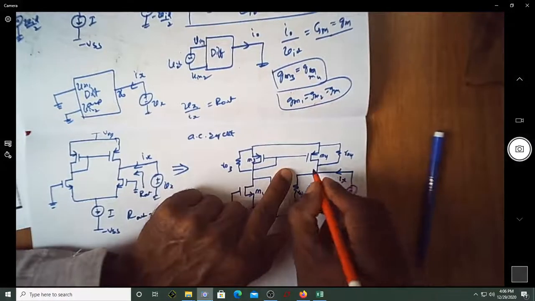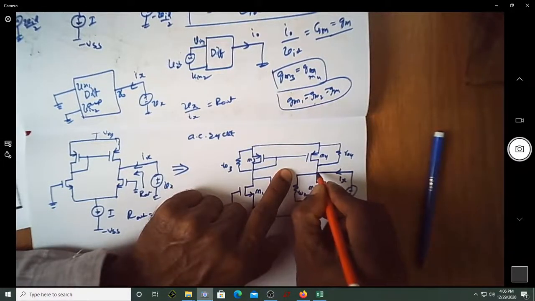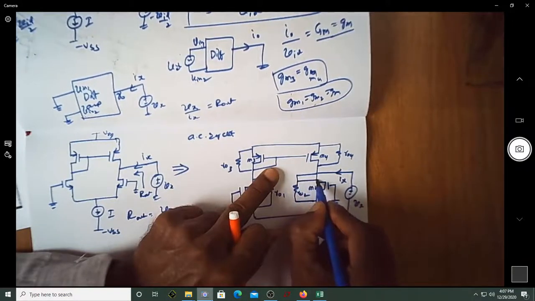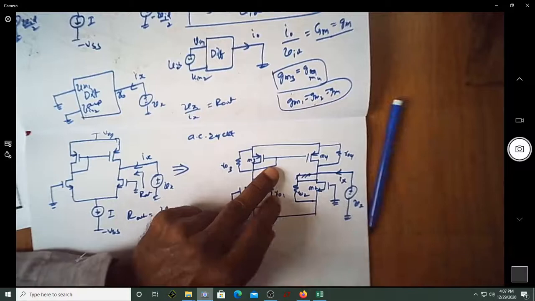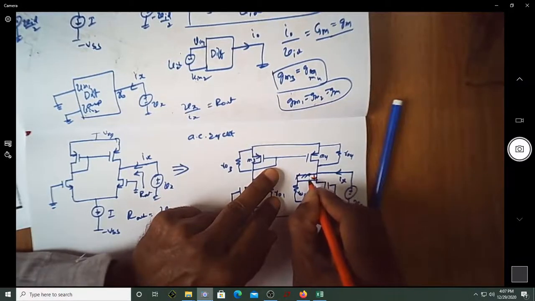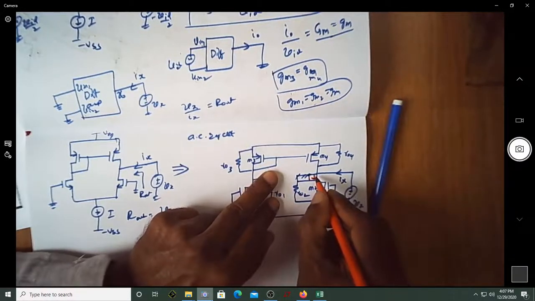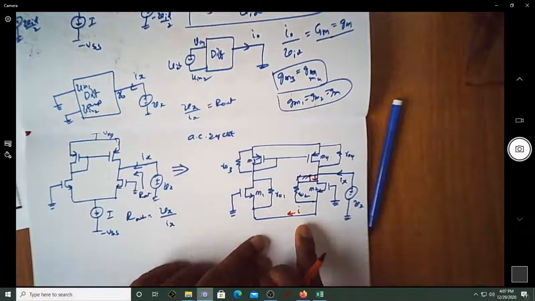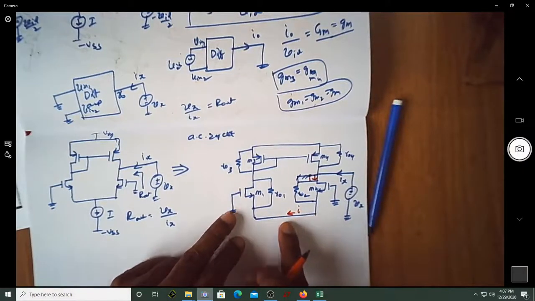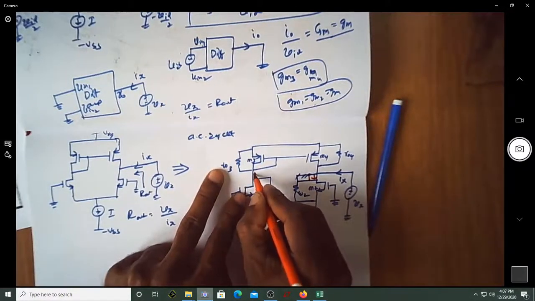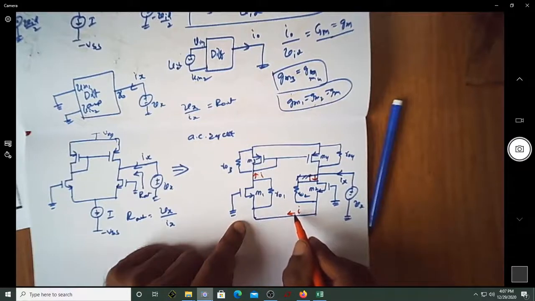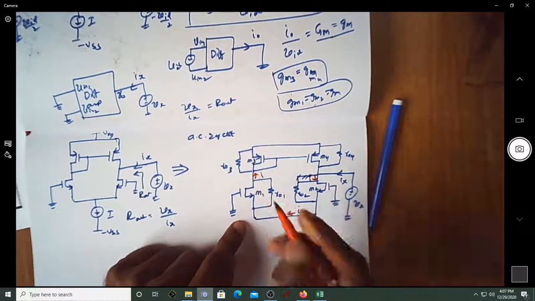So what I'll do now, let us assume a current of I, let me just put it over here. If you assume a current I that is flowing here, the same I is going to flow here also, because there is no other way the I can go. This is the small signal current and the same will go here.